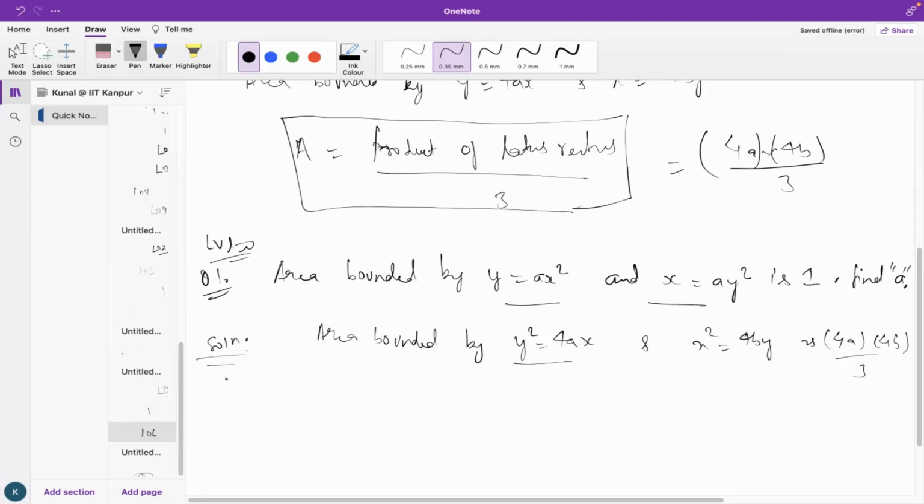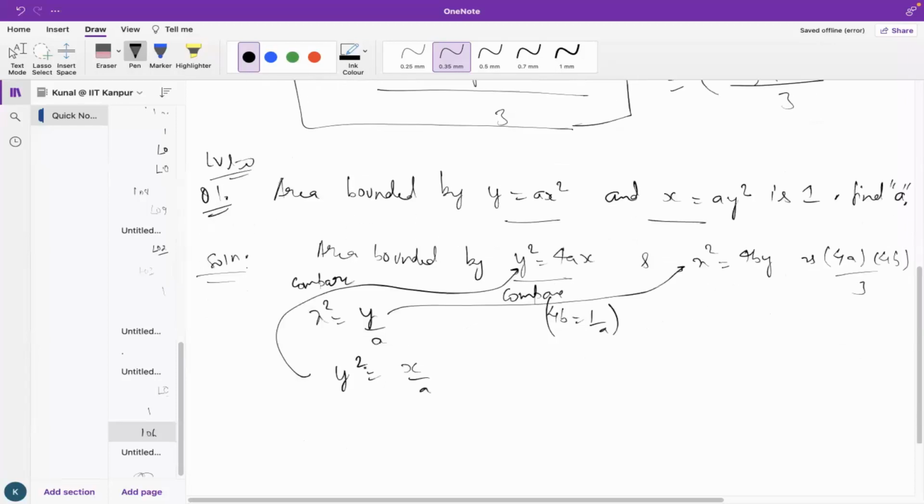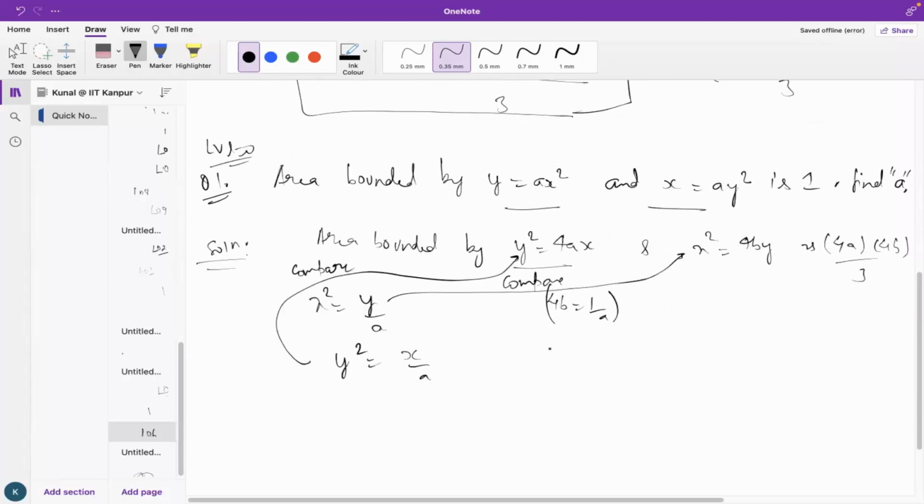So let me do it here. So what we will get? Look at here. So there will be x square is equal to y by a. Okay, so here we'll get 4b is equal to 1 by a, right? If we compare this to this. So what we will get? 4b is equal to 1 by a. Now, the next thing is y square is equal to x by a. Now compare this to this. So when we compare it, we will get 4a is equal to 1 by a.